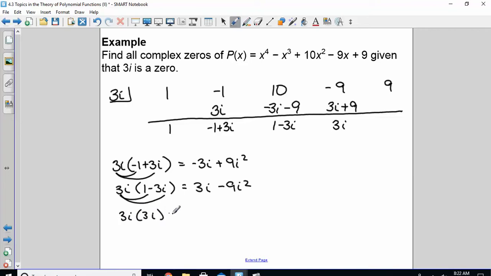So 3i times 3i is 9i squared, which is -9. We add those and get 0.